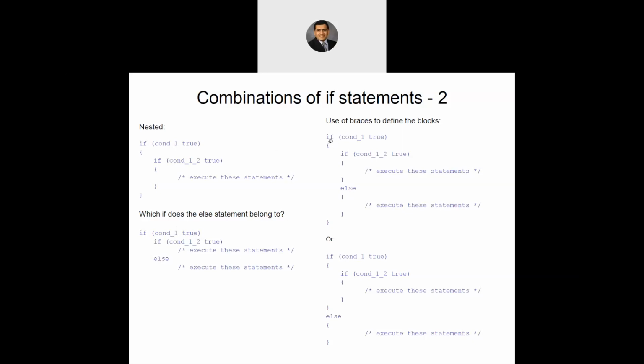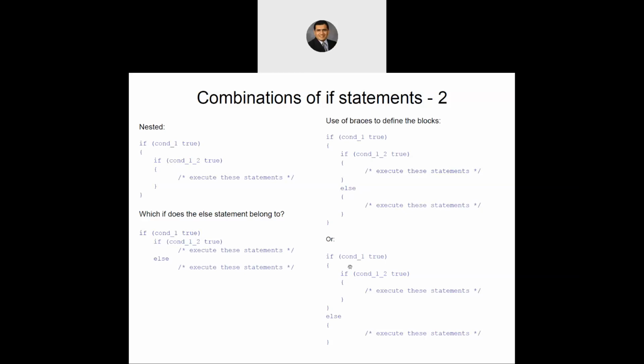So you can also distinguish by using curly braces, like if this condition is true, it will execute and go inside. Once this condition is true, it will execute this. If this condition is false, it will go to this else. So this else belongs to this if.